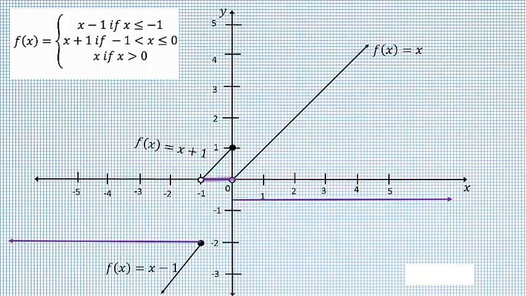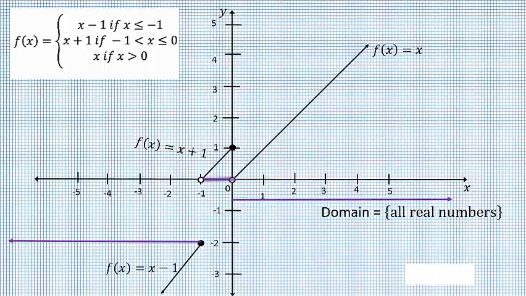So we have seen that all values of x are covered by the graph. At first, x is equal to 0 was excluded by f of x is equal to x, but is included by f of x is equal to x plus 1. Similarly, negative 1 was excluded by f of x is equal to x plus 1, but included by f of x is equal to x minus 1. Therefore, the domain of this function is the set of all real numbers.